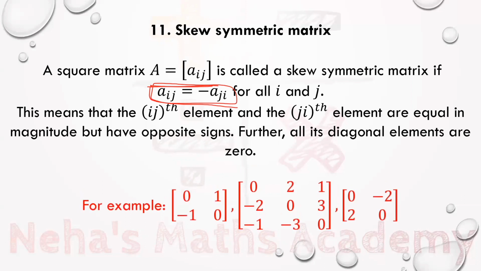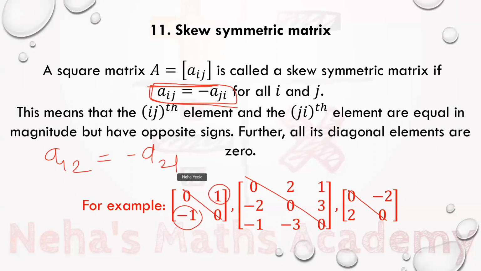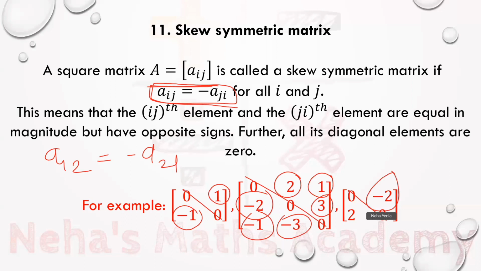These are the examples of skew symmetric matrix. See, all diagonal elements are 0 and Aij is equal to minus Aji. That is, A12 should be equal to minus A21. And in this also A12 equals minus A21, A13 equals minus A31, and A23 equals minus A32. Similarly, in this example, A12 equals minus A21.